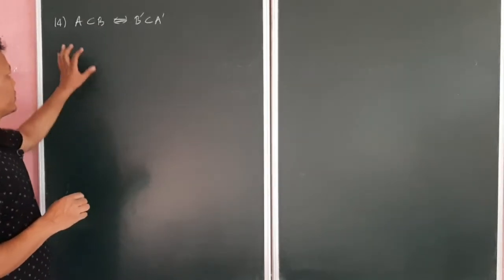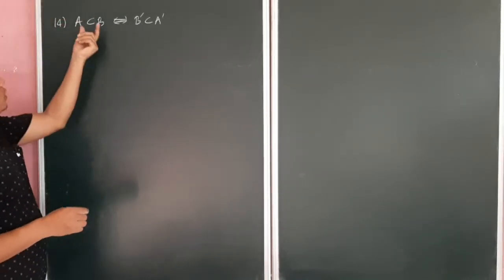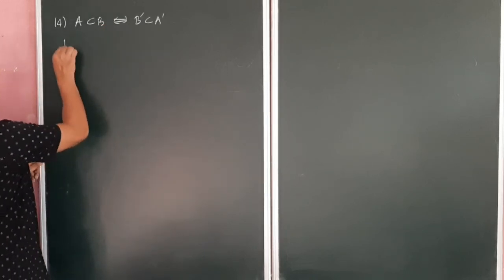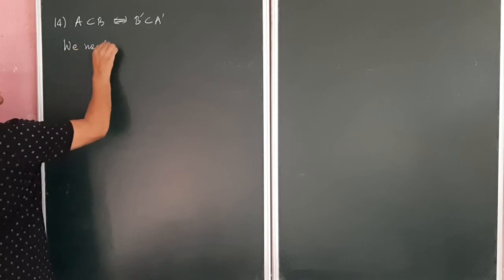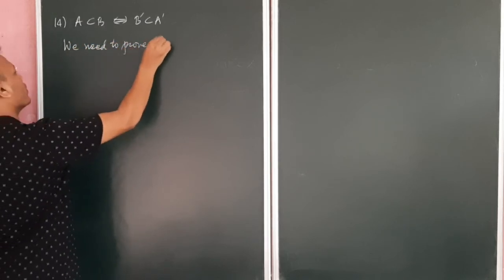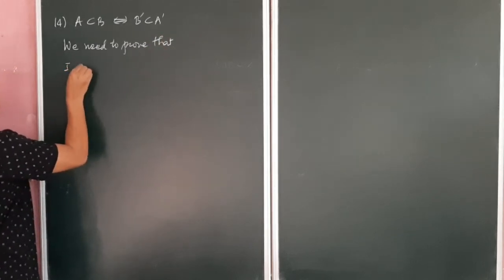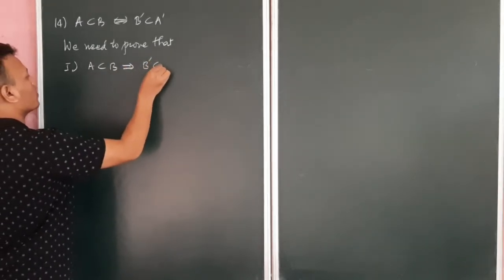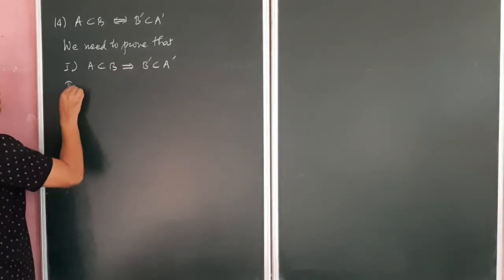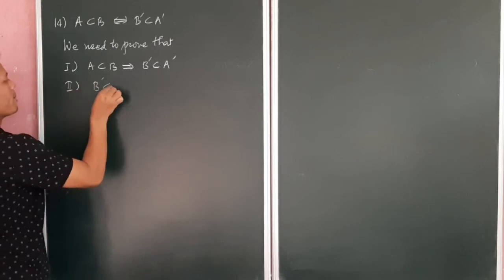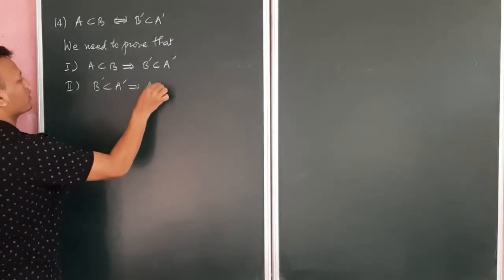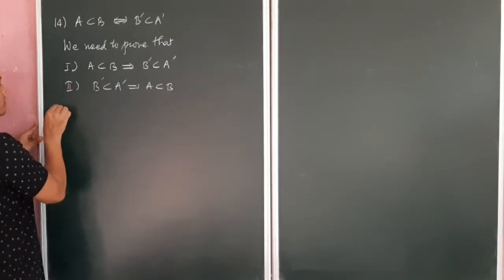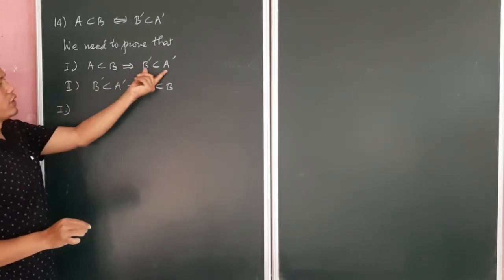Okay, let me take the last question for the day, or last property. So the property says that here also we have got two signs, implies and implied by. So we need to prove that, yes, so that's what we need to prove here. So let me take the first one. So the first one says this is given, we need to prove this, right?